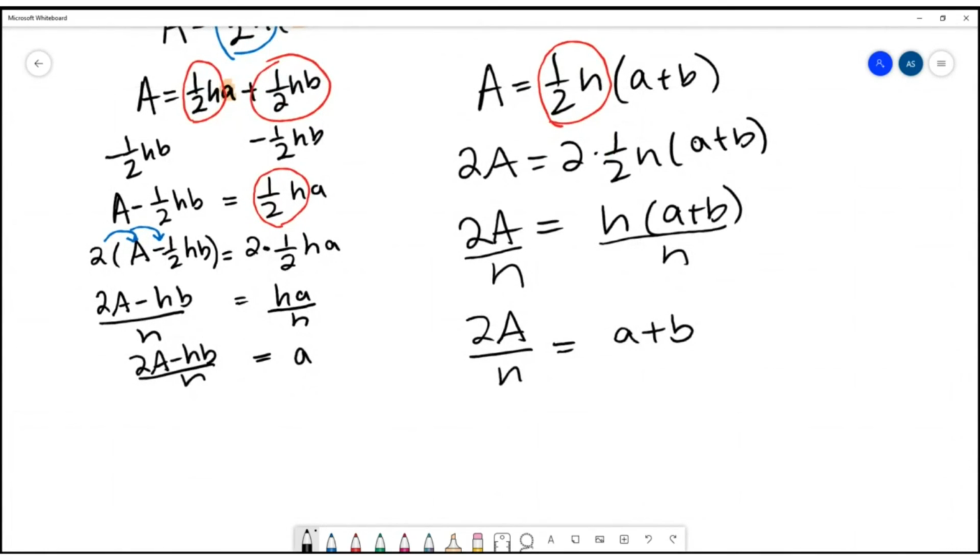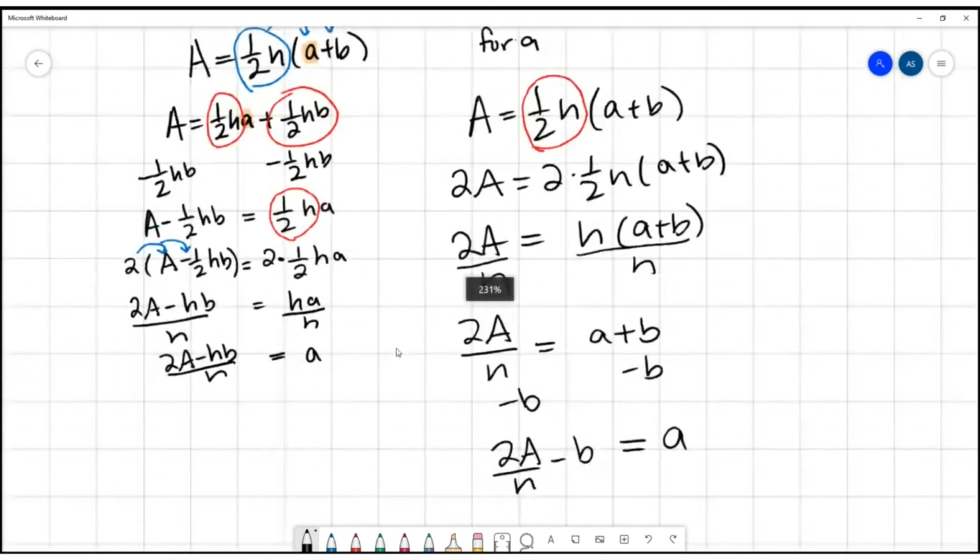And we'll isolate the a by subtracting b on both sides. So we have a equals 2A over h minus b. So two different ways we can solve that formula for a.